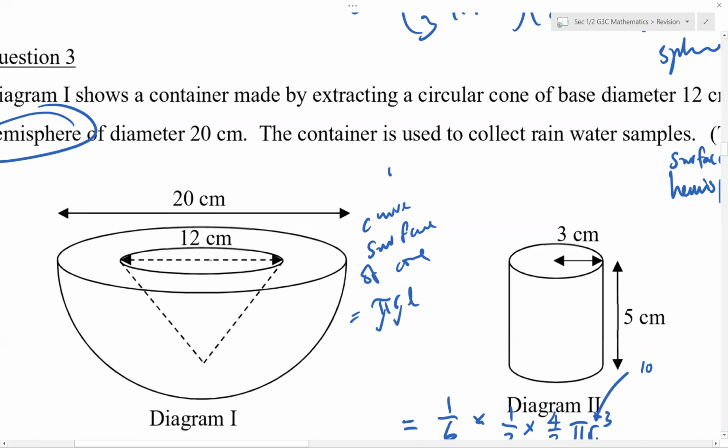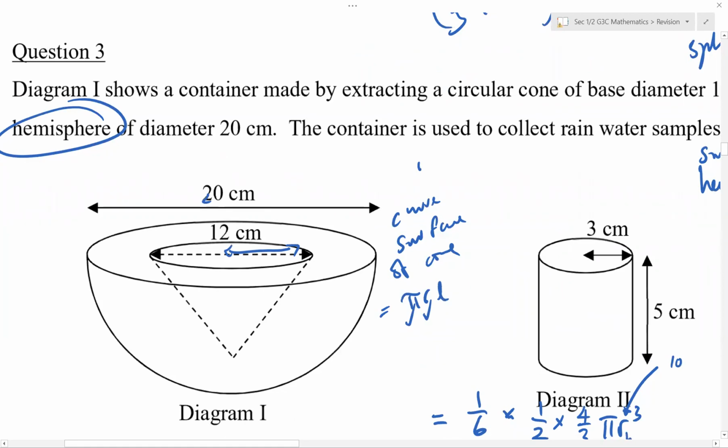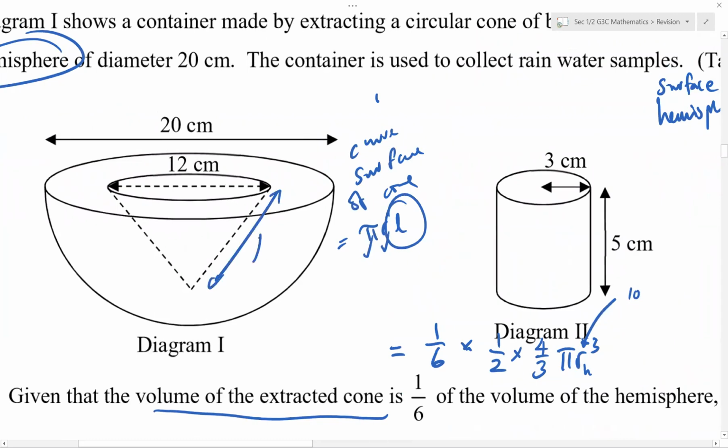R is the radius, easily found, which is 6. And we only have L. What exactly is L again? This L is our slant height. We need to find this slant height, which is not given to us, but it can be done. Again, draw your own right angle triangle. Can you see the very consistent theme? Draw and find your right angle triangle.